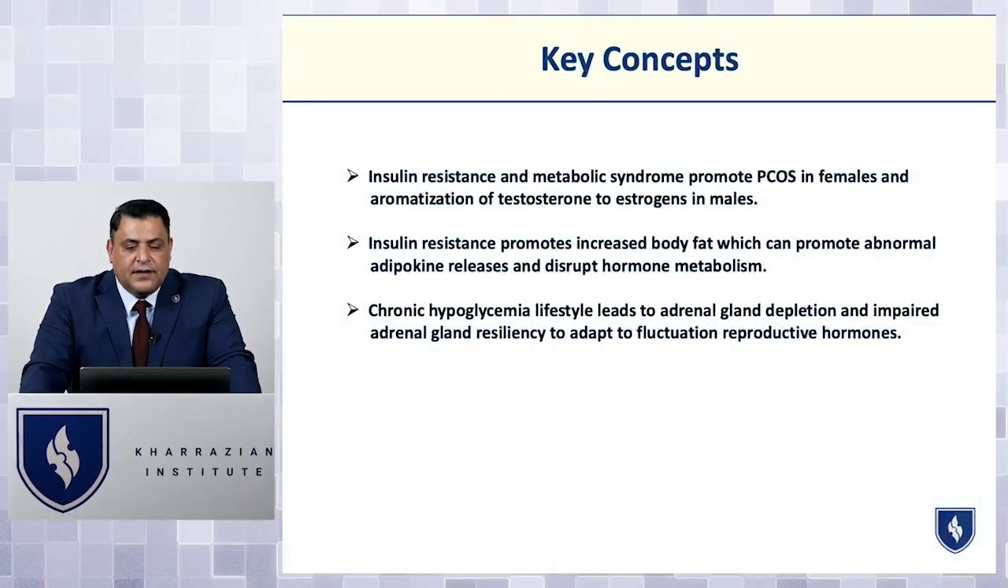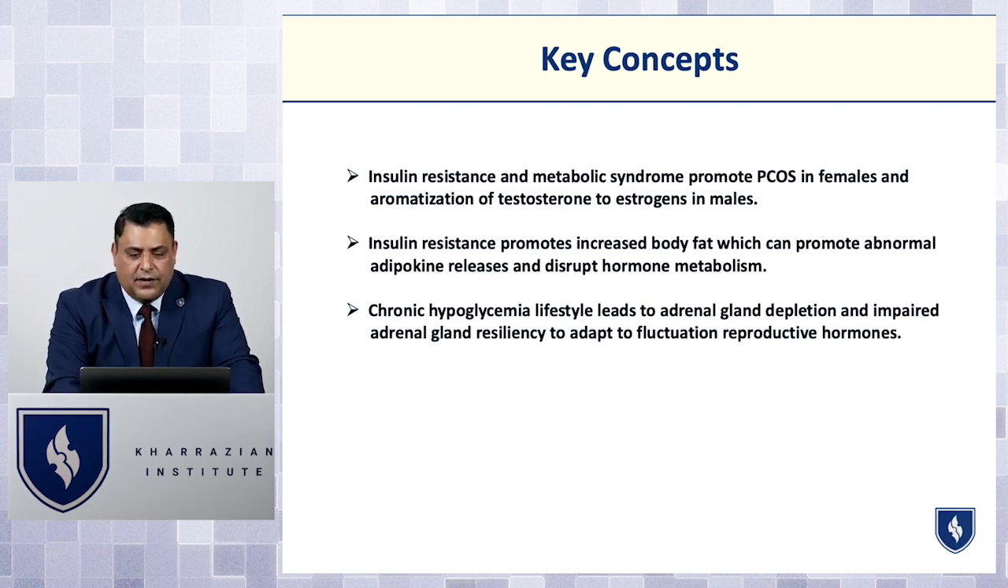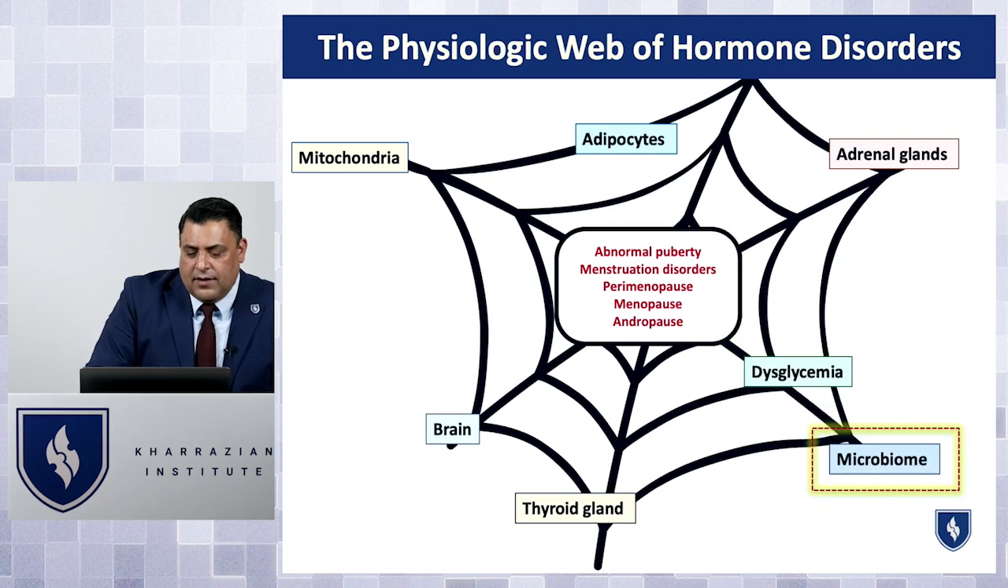So key concept, insulin resistance and metabolic syndrome promotes PCOS in females and aromatization of testosterone to estrogen in males. Insulin resistance promotes increased body fat, which can promote abnormal adipokine release and disrupt hormone metabolism. Chronic hypoglycemia lifestyle leads to adrenal gland depletion and impaired adrenal gland resilience to adapt to fluctuating reproductive hormones. Okay, so let's go on from this adrenal gland dysglycemia pattern into the microbiome.